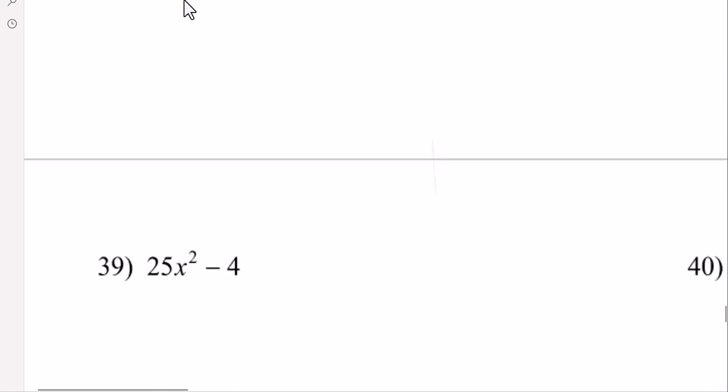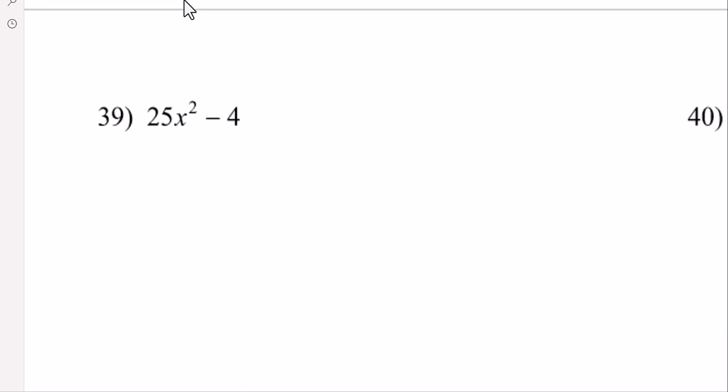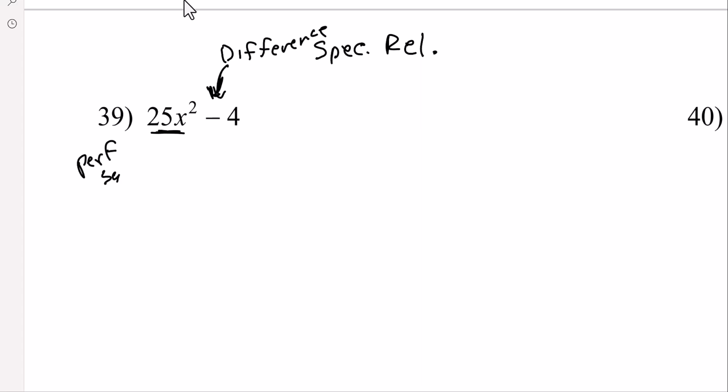All right, let's come down here. Now we're going to deal with special relationships. Okay, notice subtract sign, well, that's called the difference. Subtract is the difference of two numbers. This is a perfect square, and this is a perfect square. And so this special relationship is called the difference of squares.